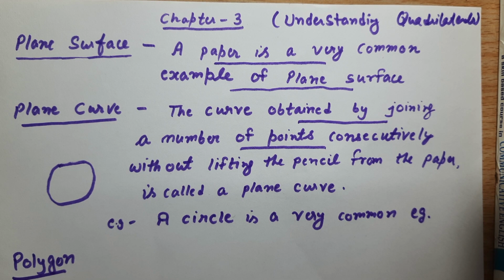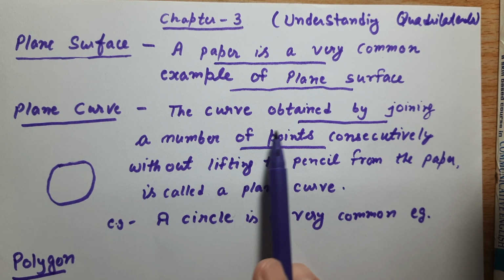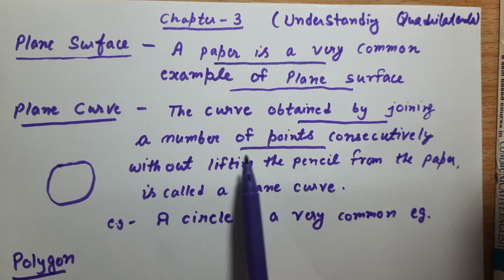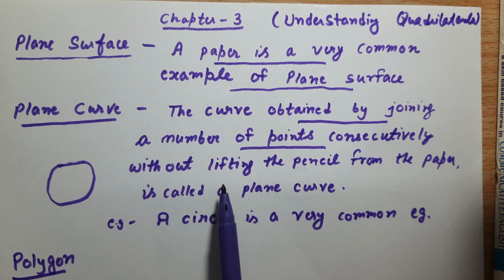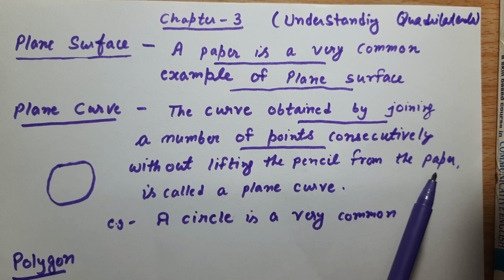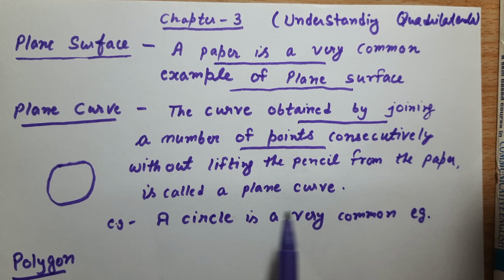Do understand. The curve obtained by joining a number of points consecutively without lifting the pencil from the paper is called a plane curve. That means we need not lift the pencil. Simple. That is called a plane curve. और पेन को अगर हम उठा दिया तो वो प्लेन कर्व नहीं बन जाएगी. Clear? So a circle is a very common example of the plane curve.